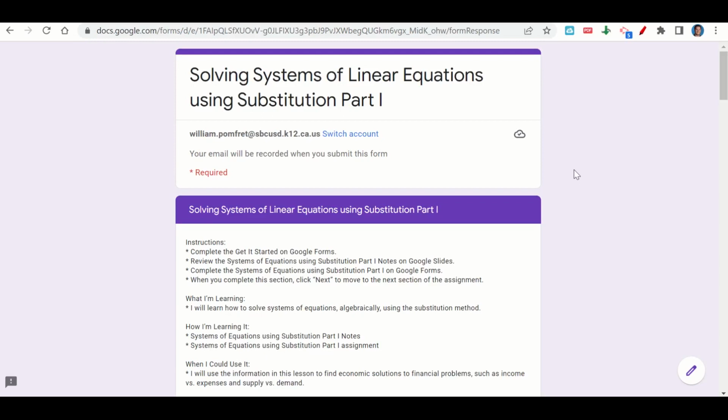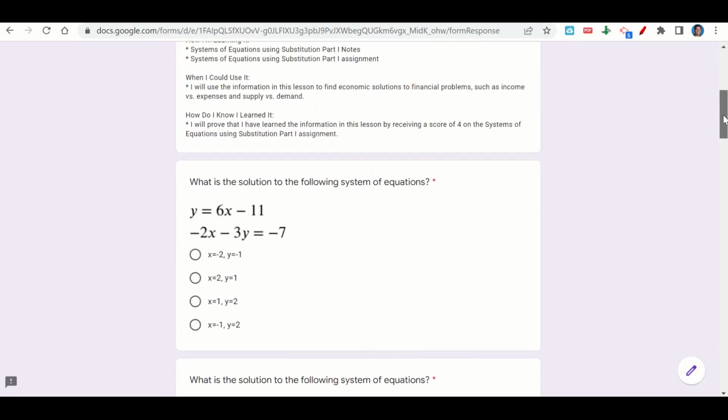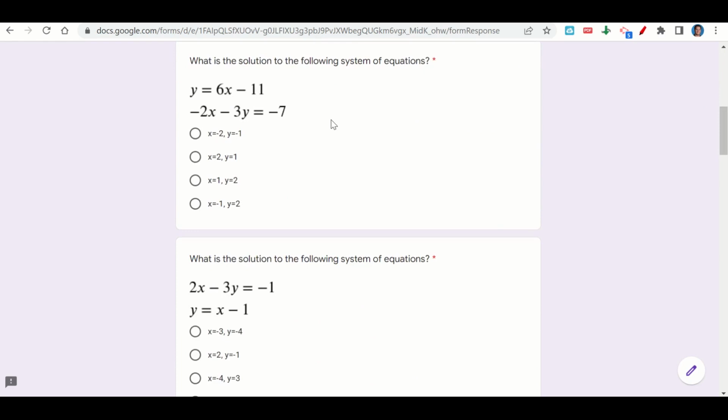Let's take a look now at the solving systems of linear equations using Substitution Part I assignment. Our assignment begins with the learning goals and success criteria. If we scroll down, we can see the questions.